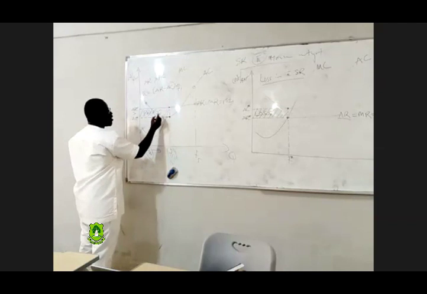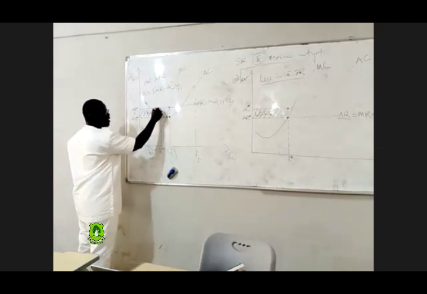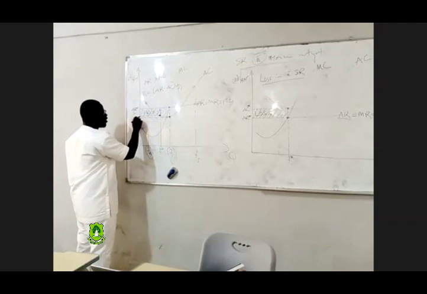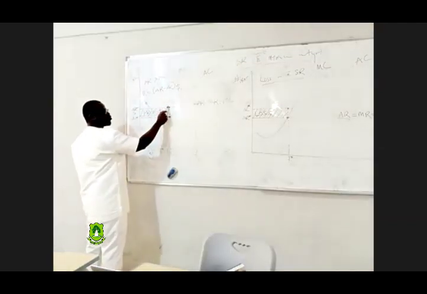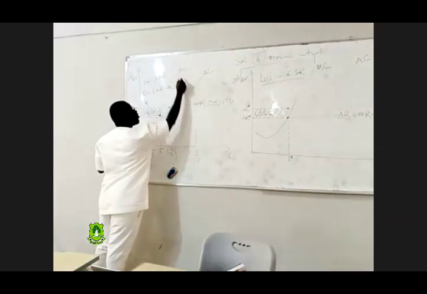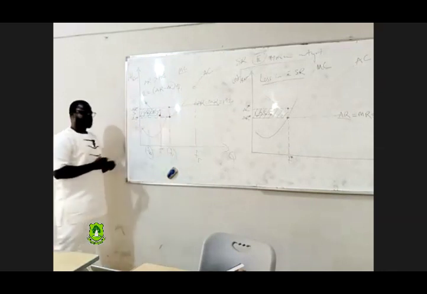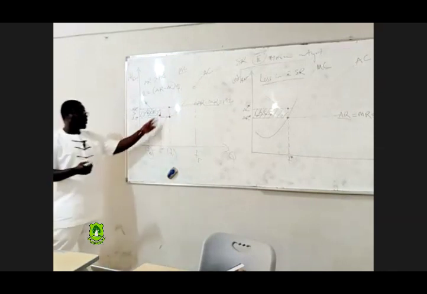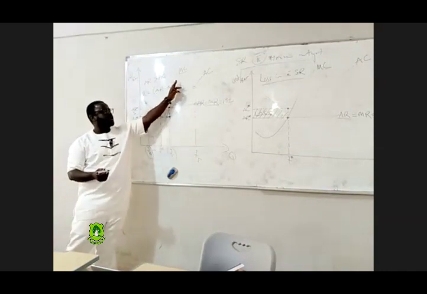Is that not it? At this particular point, will you make a profit or you will make a loss? You will make a profit. Is that not it? But that particular profit that you are making is small. That is not the optimal profit. You only make the optimal profit at a point where your marginal revenue is equal to the marginal cost. And that is when you make the maximum profit. So you're aiming to produce at that particular point where your marginal revenue is equal to the marginal cost.